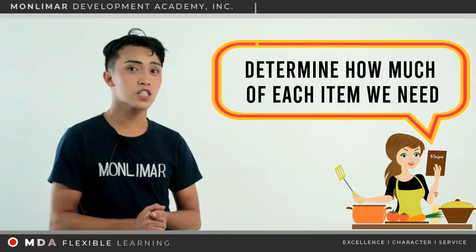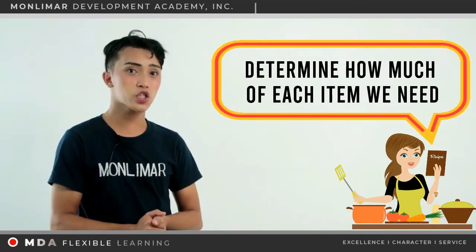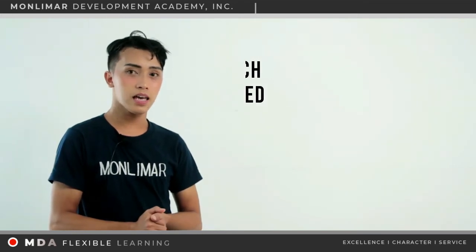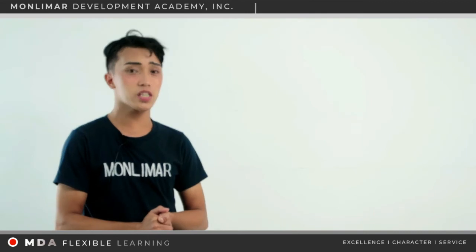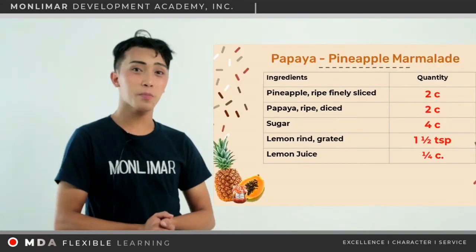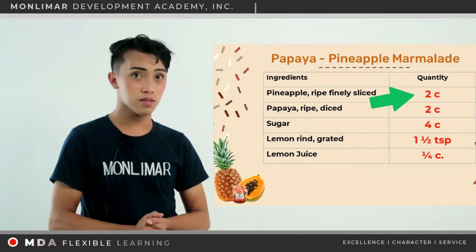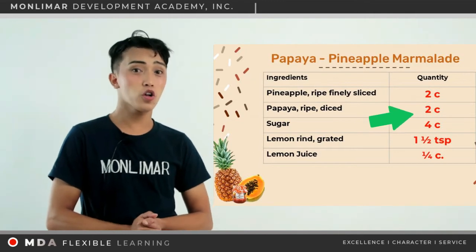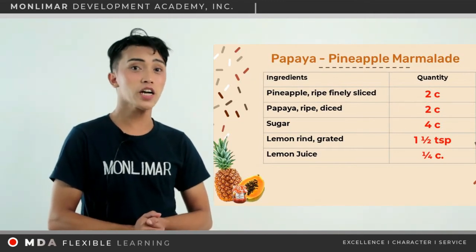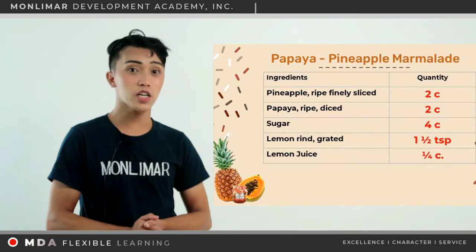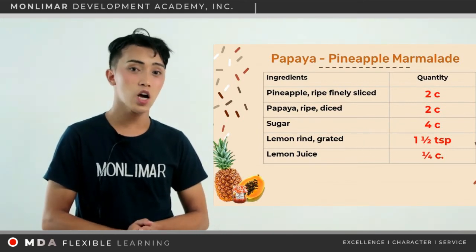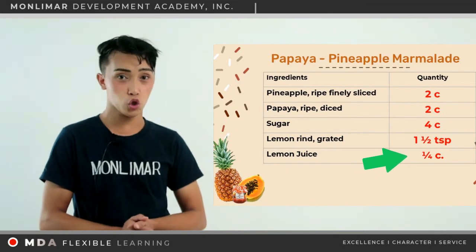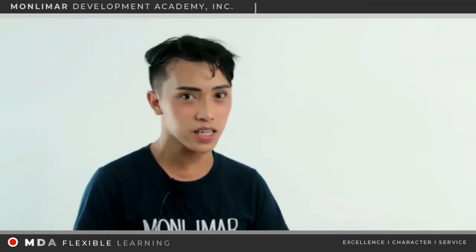And the next is to determine how much of each item we need. And we need to be a bit more exact when putting all the ingredients together. So for the pineapple, we need 2 cups. For the papaya, we need also 2 cups. 4 cups of sugar, 1 1/2 teaspoons of lemon rind grated, and lastly, 1/4 cup of lemon juice. Brilliant! We know what we need and how much of it.